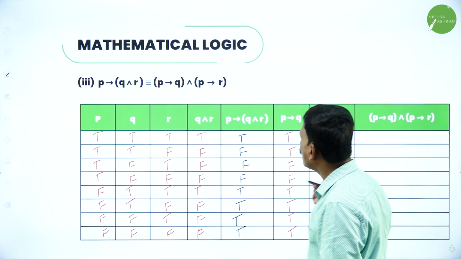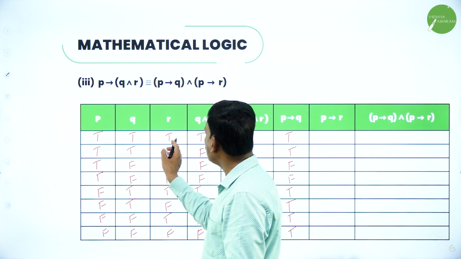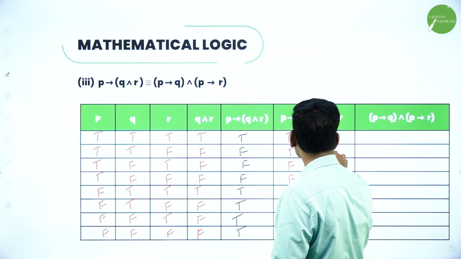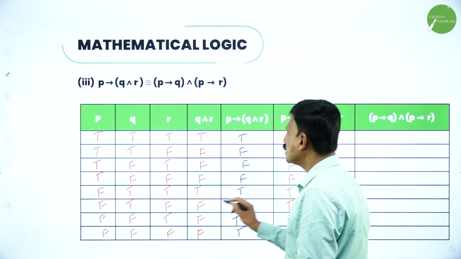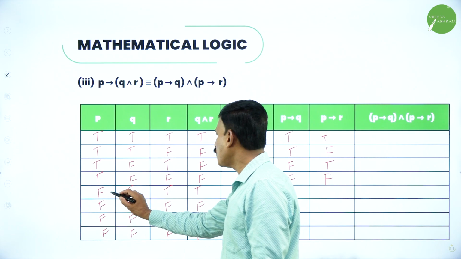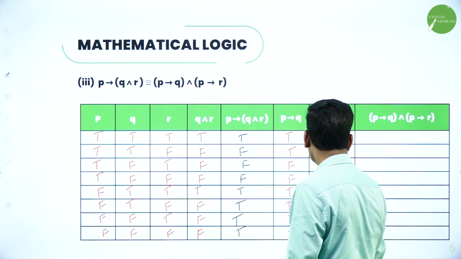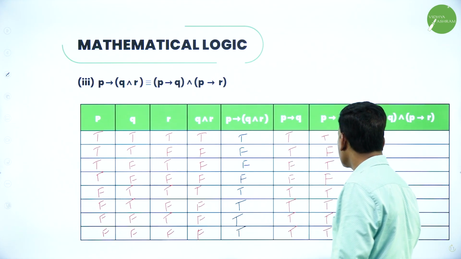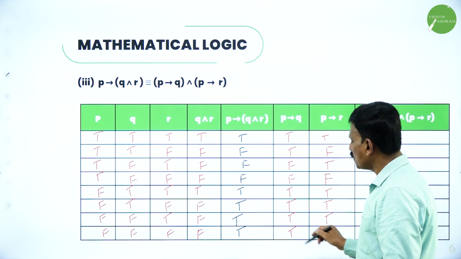Now the conditional for P and R. True and true is true, true and false is false, true and true is true, true and false is false, false and true is true, false and false is true, false and true is true, false and false is true. Now, just write down the conjunction for these two, that's all.